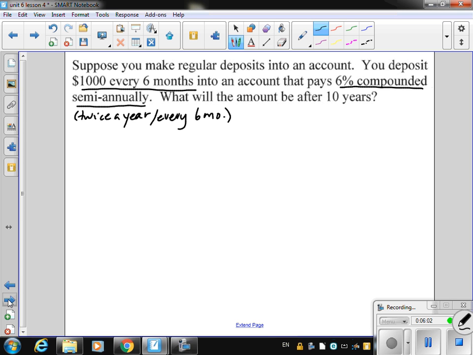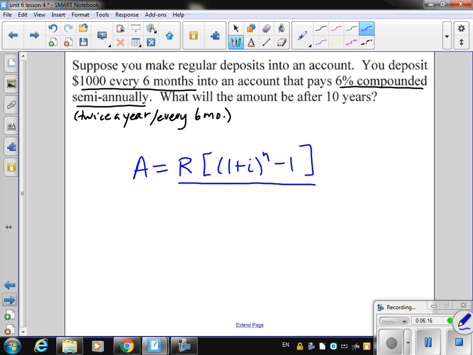Okay, what will the amount be after 10 years? So let's write our equation down. Square brackets, just to keep all my brackets straight, quite honestly. The amount of my annuity will be my regular deposits. How much do I put in? It is $1,000.